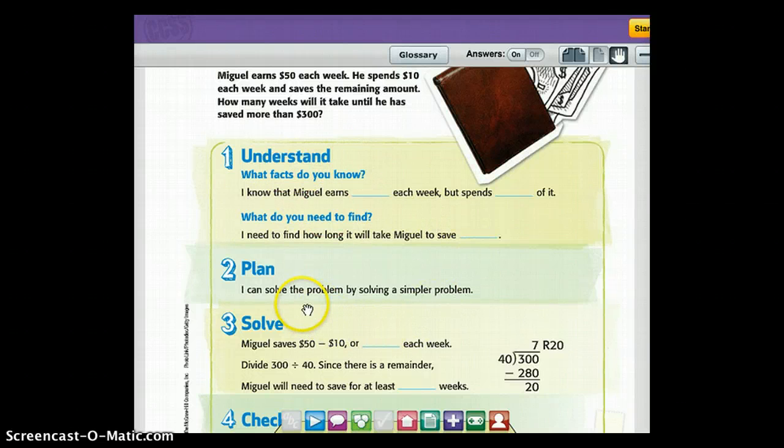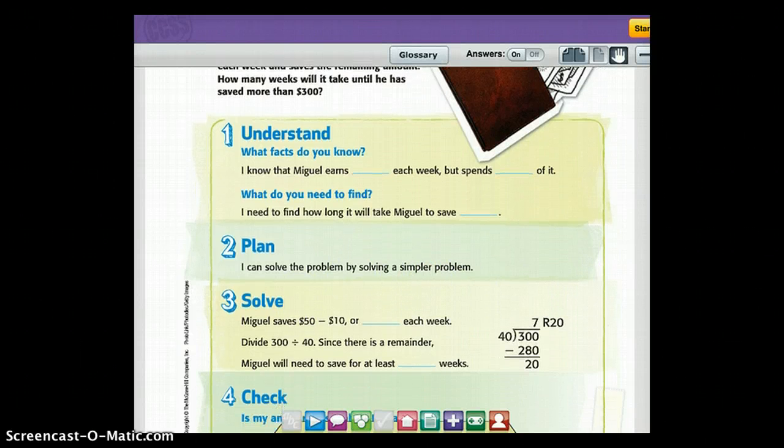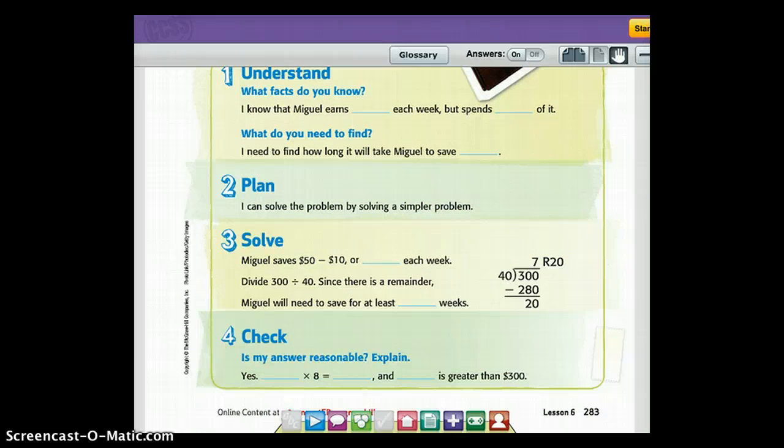And then we need to plan. So like the video just said, you can solve your problem by solving a simpler problem. And our third step is to actually solve. So then you can solve it. So with the 300 divided by 40, we can solve that with long division. And then we can check. So we can do like we've been doing all chapter, is my answer reasonable? And explain. So you can check with the inverse operation, and you can also check with an estimate.